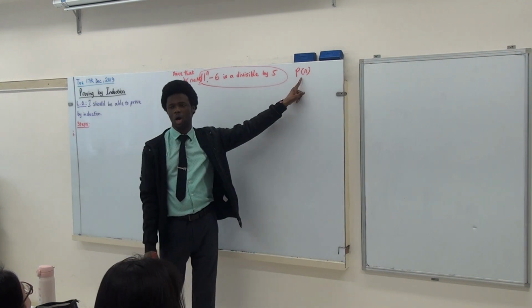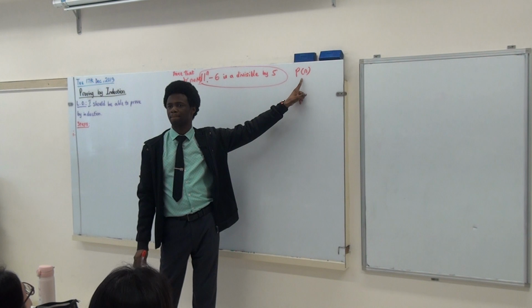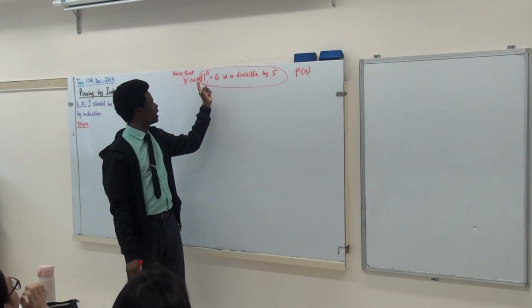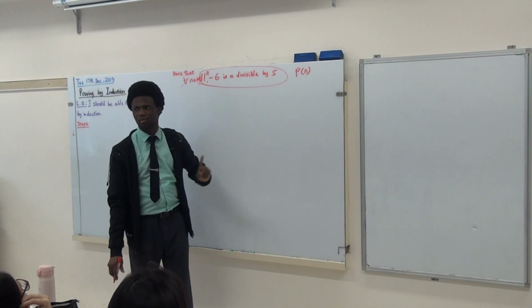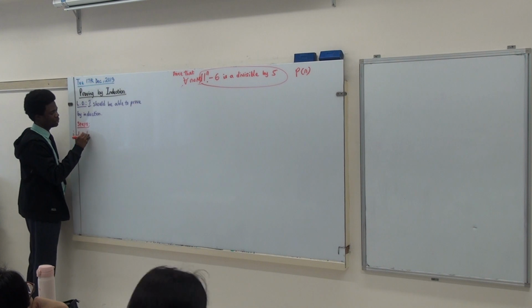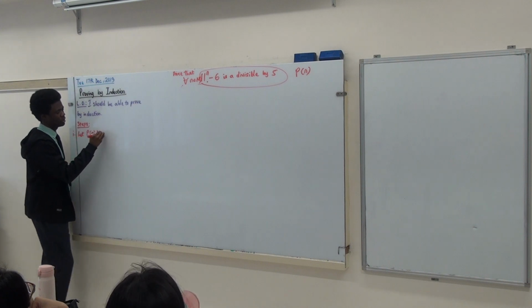So which means P1 will be what? 11 to the power 1 minus 6. Do you understand that? So Pk will be when n is equal to k. So the first thing I will encourage you to do is let Pn be the statement.